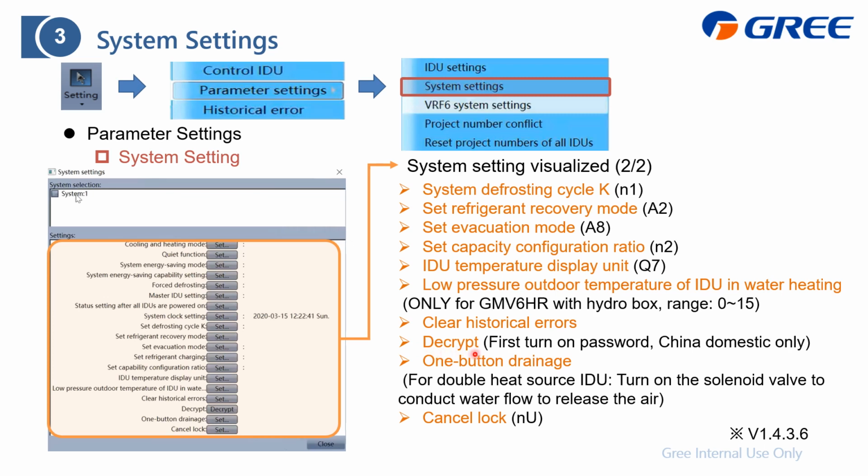And this is only for China domestic, which means when you turn it on, you need the password. And one button drainage, this is for the double heat source indoor unit, which means we will turn on the solenoid valve to conduct the water flow to release the trapped air. And cancel lock, this is NU, which is to clear all the shield or block settings from the wire controller, allowing the wire controller to control the indoor units.